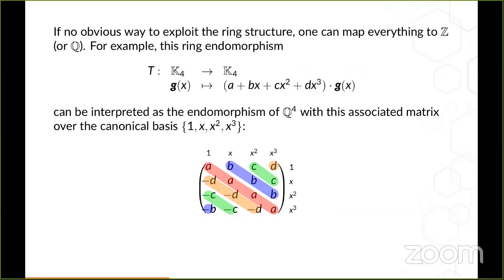Okay, so if there is no obvious way to exploit the ring structure, what one can do is to map everything to Z. So for example, if we consider the ring endomorphism, which to a polynomial g(x), an element of K_4, maps g multiplied by a plus bx plus cx squared plus dx cube. So this can be interpreted as an endomorphism of Q^4 with the associated matrix over the canonical basis 1, x, x squared, x cube, which is the matrix on this figure. So this is an anti-circulant matrix.